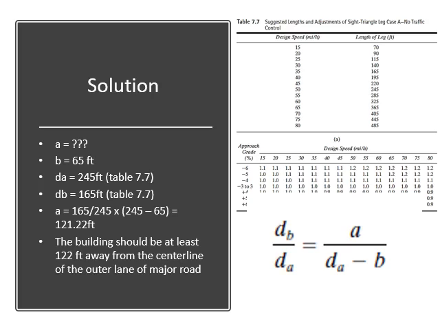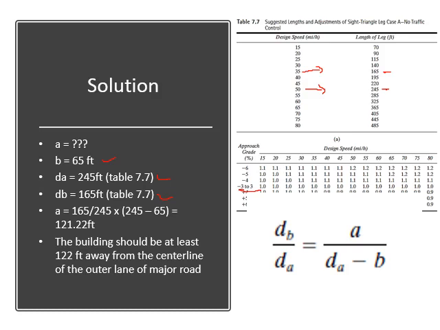First of all, B is given. First thing I will try to find out is the values of dA and dB, because I have the speeds. For 35 miles per hour, which was for the minor road, the distance dB is 165 feet. And for 50 miles per hour, which was the speed on the major road, the distance dA is 245 feet. Do I need an adjustment? No, because the gradient was not given, so I will consider it to be within this range.